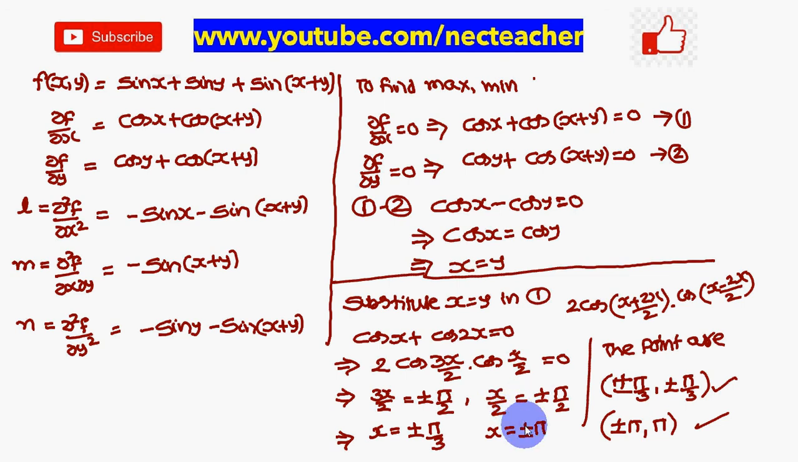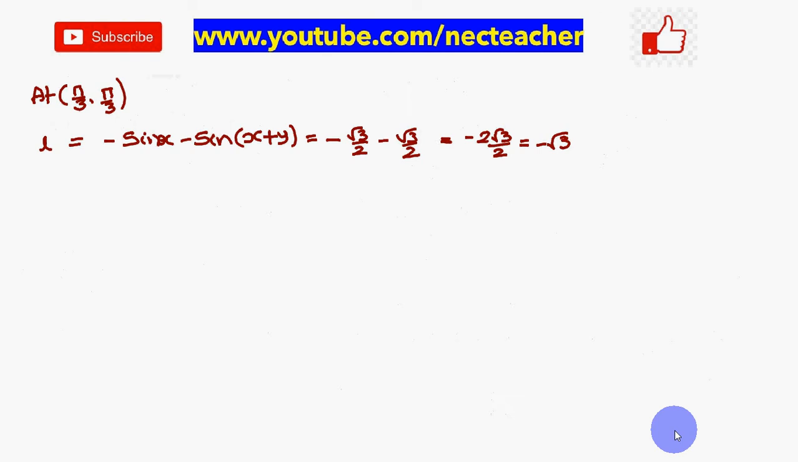So what are the points? Here the condition is x is equal to y. Therefore (pi by 3, pi by 3), (minus pi by 3, minus pi by 3), (plus or minus pi, plus or minus pi). So 4 points you are going to get.